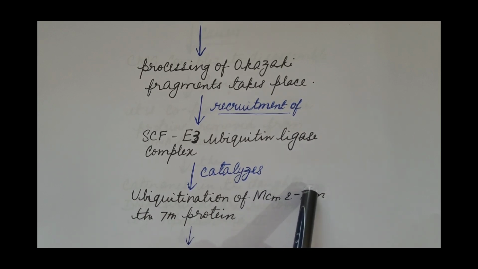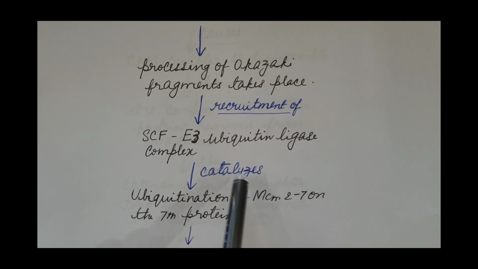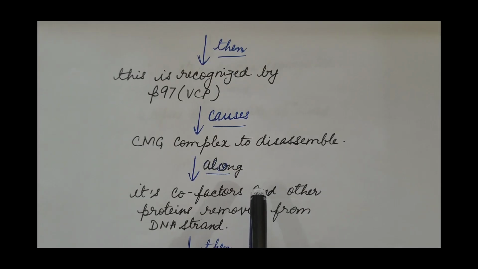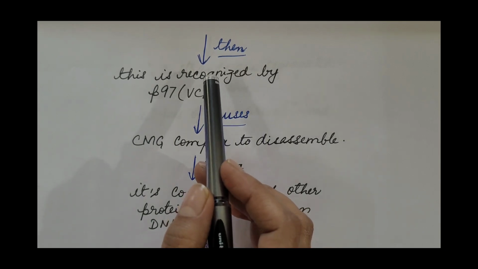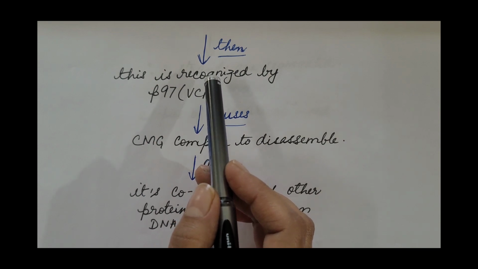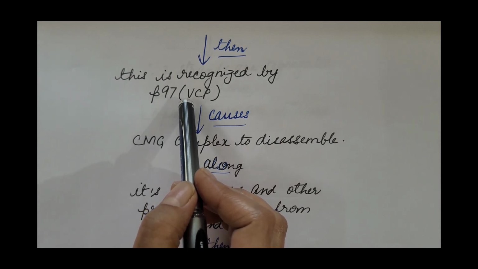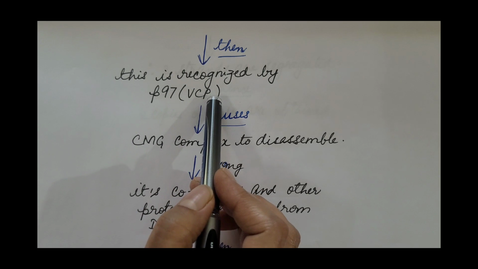So we know that MCM2-7 is a hexamer. It consists of 6 monomeric subunits numbered from 2 to 7. So this SCF catalyzes the ubiquitination of the 7th protein of the MCM2-7 or MCM hexamer. Normally, what happens? A ubiquitinated protein is degraded by the proteasome, which is known as proteasomal degradation. But here this ubiquitinated MCM7 is recognized by p97, also known as valosin-containing protein, in short VCP.